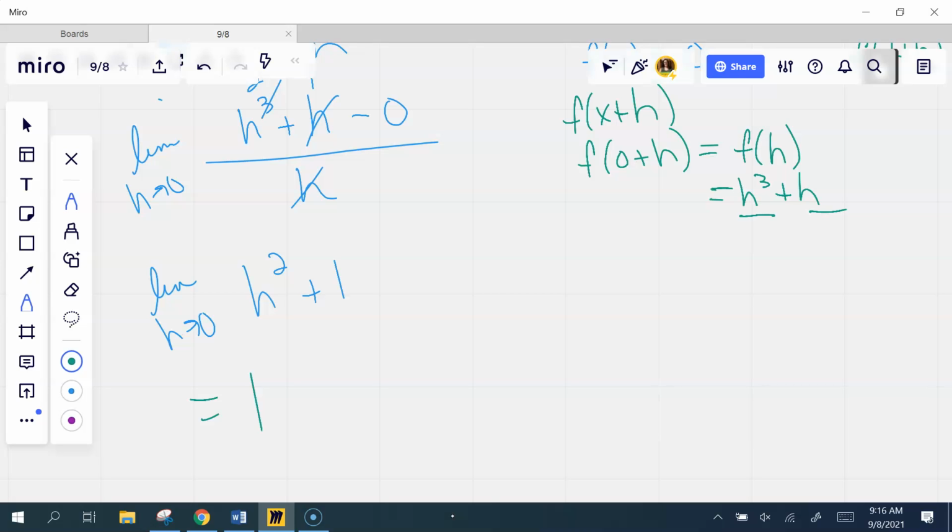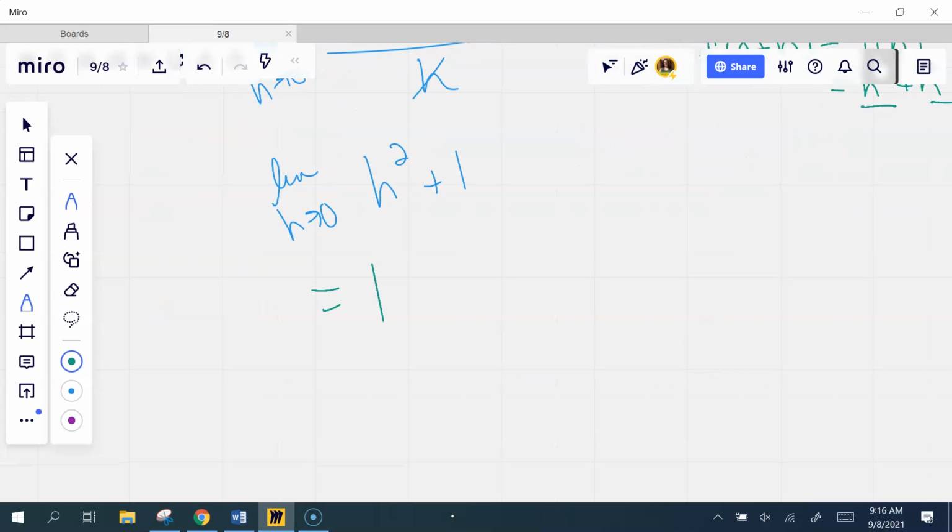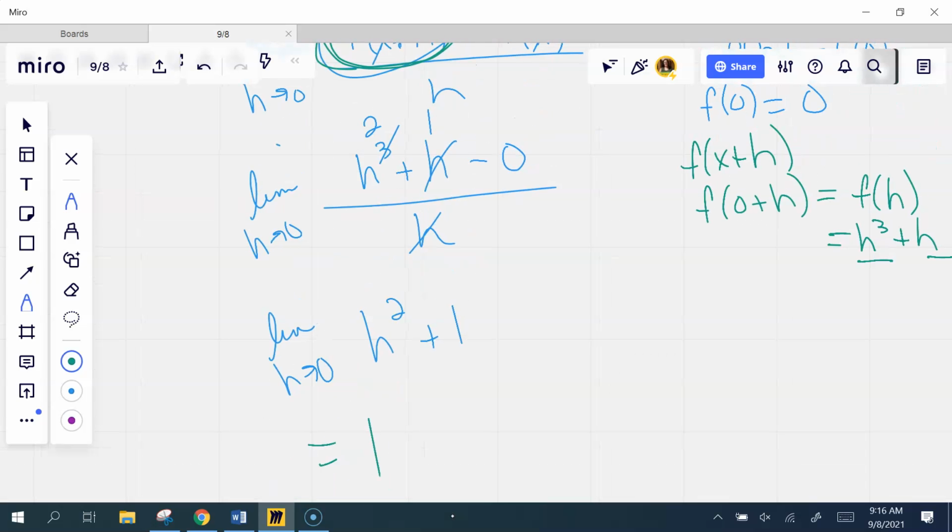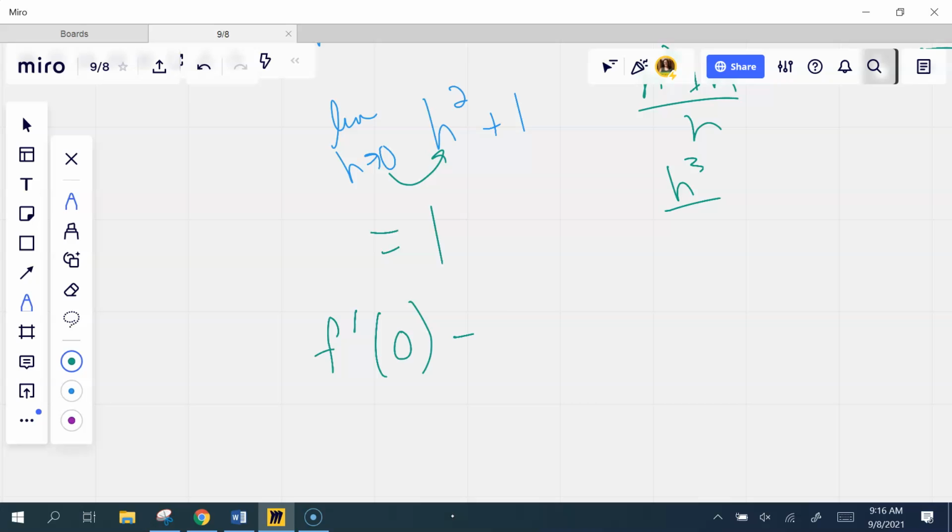All right, so the slope of the tangent line, f prime of 0. h to the third plus h over h, plug in 0. The slope of the tangent line at 0 is 1. Does that make sense? Okay.